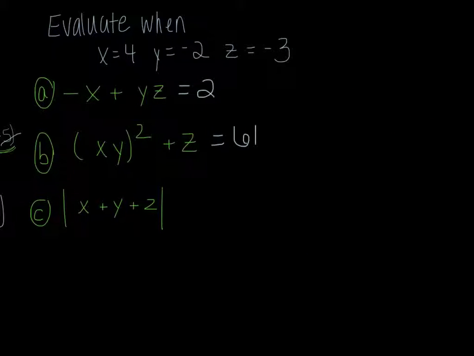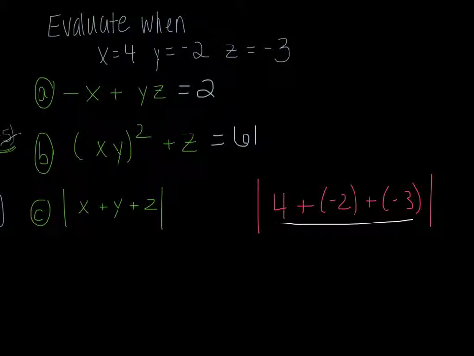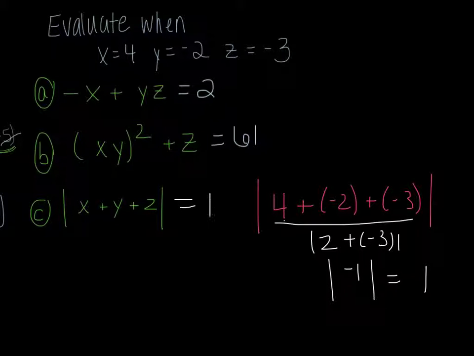And our last one here, we have the absolute value of x plus y plus z. So we have 4 plus negative 2 plus negative 3. I'm going to simplify what's in here first and then find the absolute value of it. So 4 plus negative 2 is 2. And 2 plus negative 3 is negative 1. And I need to find the absolute value of negative 1, which is simply 1.